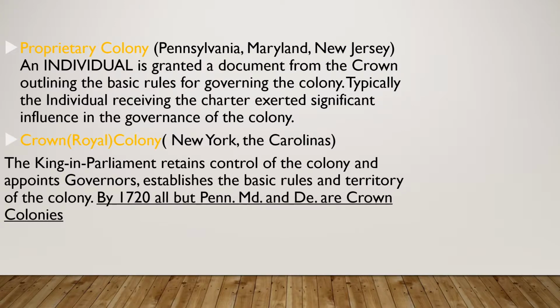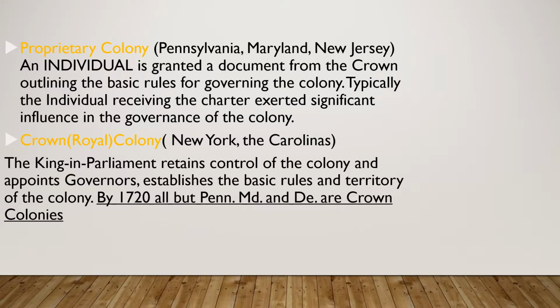So by 1720, all but Pennsylvania, Maryland, and Delaware are crown colonies. And Pennsylvania will stay a proprietary colony all the way to the Revolution, the American War of Independence. And Maryland, I think in the 1750s, just before the French and Indian War, the Calvert family really loses interest, and Lord Baltimore is long gone, and so it reverts to a crown colony as well.